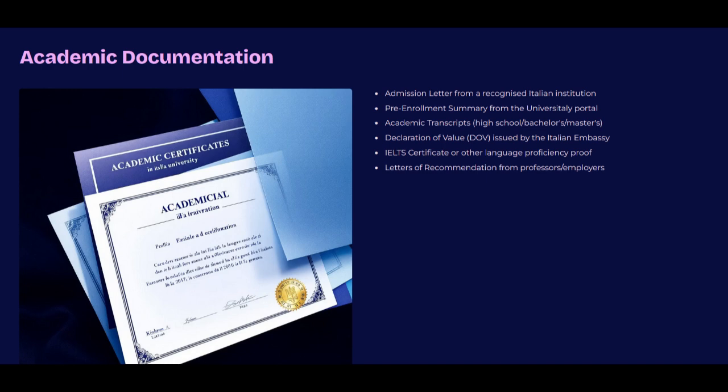In the academic documentation, there is the admission letter from the university from which you get admission or the offer letter. You should print that offer letter and submit it. After that, the pre-enrollment summary from the Universitaly portal, and after that, the academic transcript. If you are applying for a bachelor's degree, you need the academic transcript from your high school and grade 10 also.